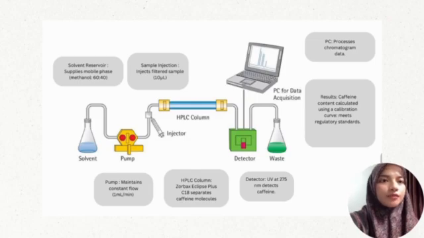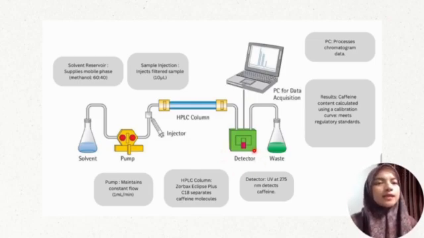This separated caffeine is detected by a UV detector set at 275 nanometer, for example, and the resulting chromatogram is sent to the PC for analysis. And then, using a calibration curve of caffeine standards, we calculated the caffeine content in the samples, which met regulatory standards. This method is precise, accurate, and validated for routine caffeine analysis.